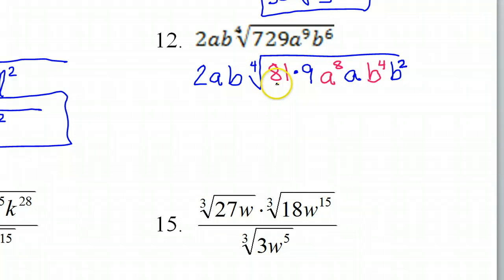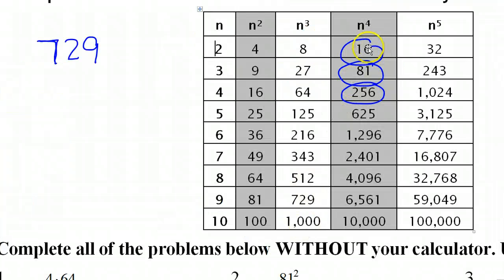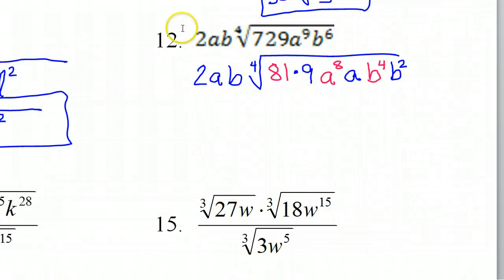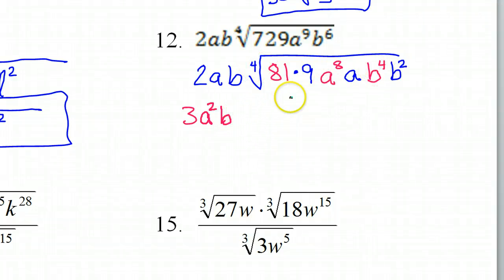So once again, everything that is in pink is going to simplify and come out. So the fourth root of 81 is 3. So I will have a 3 out front. The fourth root of a to the 8th power is a squared, just 8 divided by 4. And then the fourth root of b to the 4th power is just b, because 4 divided by 4 is 1. You don't need to put the 1. So that's it for the pink stuff.